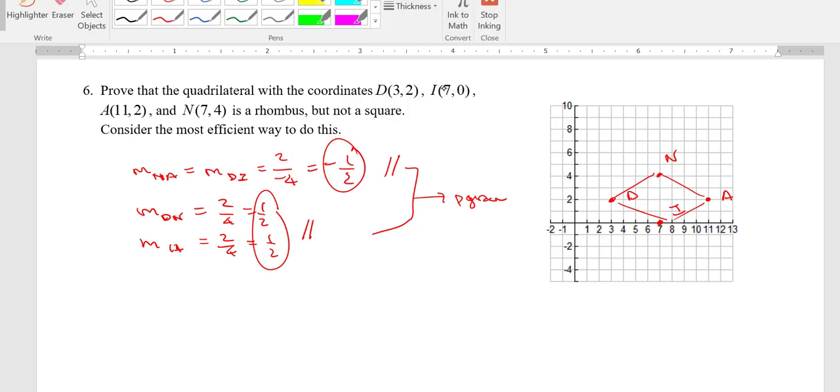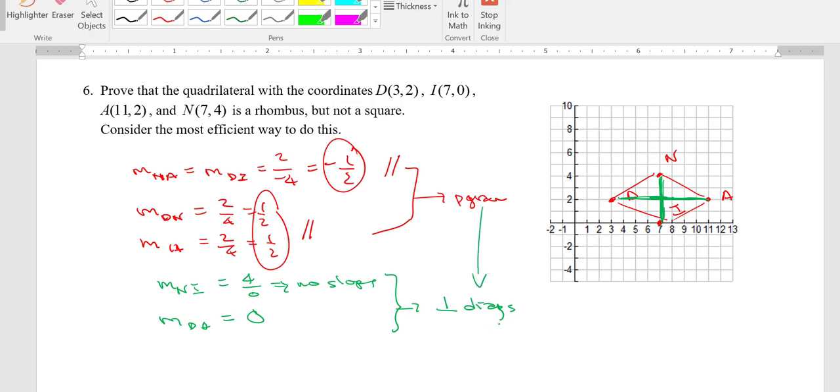But we're supposed to show that it's not just a parallelogram, but that it's a rhombus, but it's not a square. So to show it's a rhombus, I just need to have perpendicular diagonals. And so I can do these two diagonals right there, and the slope of NI is going to be equal to 4 over 0, or no slope. And the slope of DA, I know, is a horizontal line, which has a slope of 0. That means that one's vertical and one's horizontal, which means I have perpendicular diagonals. So this plus this is going to give me a rhombus. But I want to see, as was mentioned earlier, that it's not a square.